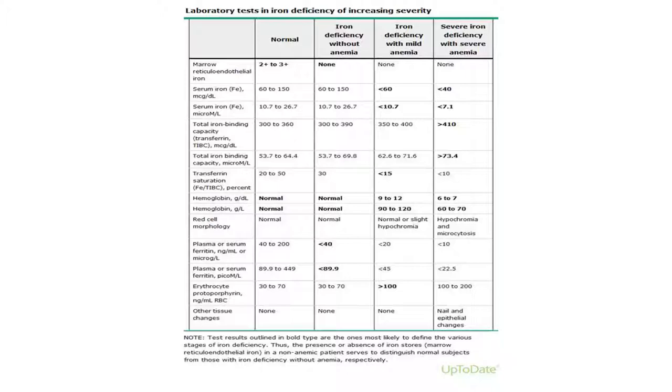In iron deficiency with mild anemia, we have only mild anemia, so hemoglobin would be more than 8 grams per deciliter. But again, we have the changes in the iron profile: the low serum iron, the high transferrin and high TIBC. All right, and ferritin would be low, as low as less than 20. In severe iron deficiency anemia, we have all the above changes that I mentioned, but we have very low serum ferritin, less than 10.